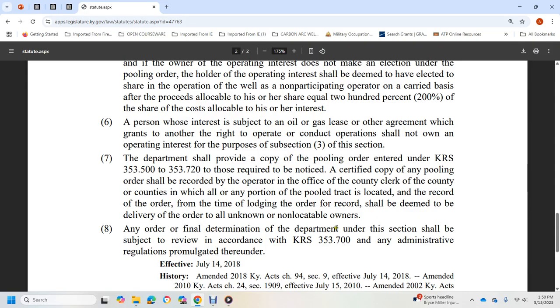Any order or final determination of the department under this section shall be subject to review in accordance with Kentucky Revised Statute 353.700 and the administrative regulations promulgated thereunder.